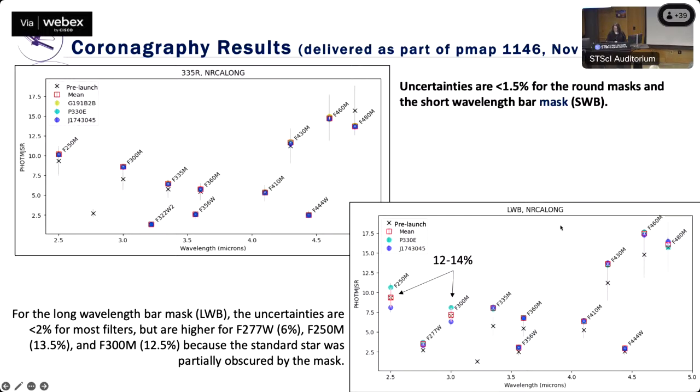The worst one here is the long wavelength bar, and that was a mistake that we made where we failed to account fully for the rotation of the bar in the field. And at one point, it clipped the edge of the stars. And so, for a couple of the filters, the calibration is not great, 12 to 14%. But we're working on fixing that. We've got new data coming in, and we're gonna get that down to 1 or 2%, like everything else.